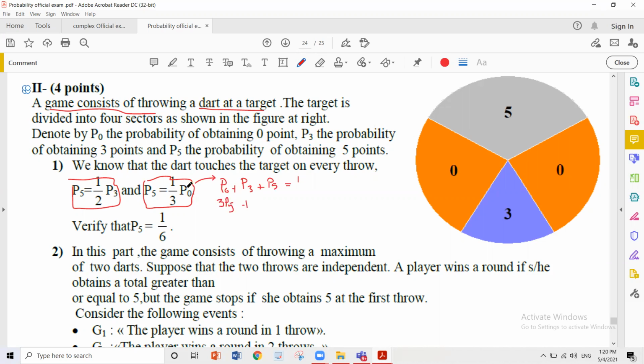Plus P3. From this relation, what we can put instead of P3? 2P5 plus P5 equal 1, 6P5 equal 1.